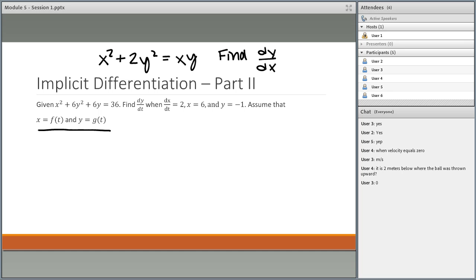So x is a function of time, or I just said time. It's pretty often that it's time. It doesn't have to be. So x is a function of t, and y is also a function of t. So we are asked to find dy/dt.